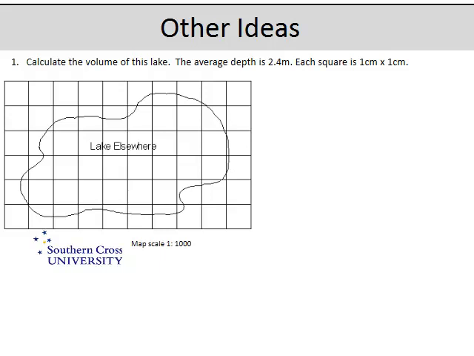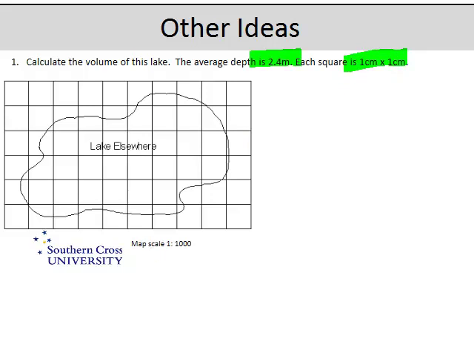This last measurement video is just some other ideas that may help you in your studies. We've got to find the volume of a lake. The average depth is 2.4 metres, and each of the squares on this grid is 1 centimetre by 1 centimetre.